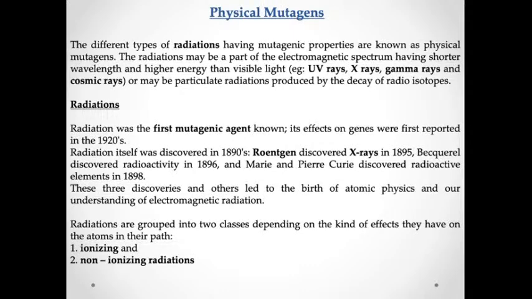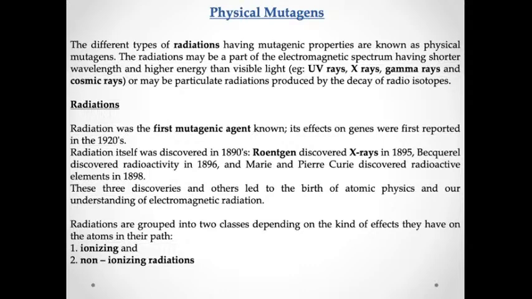Physical mutagens are the ones which involve different radiations. They are called physical mutagens. They could include electromagnetic spectrum waves having a shorter wavelength and higher energy than visible light, that is UV ray, X-ray, gamma ray, and cosmic ray, or maybe particulate radiations produced by the decay of radioisotopes. So radiation was the first mutagenic agent known.